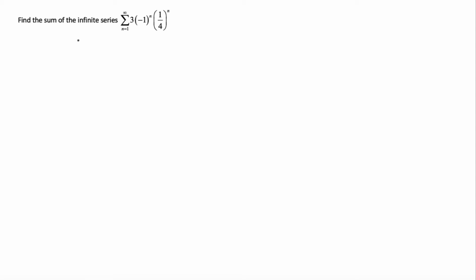All right, so we want to find the sum of this infinite series here. It's the sum as n equals 1 to infinity of 3 times negative 1 to the n power times 1/4 to the n power. Now, the way that is written, we can also write it like this here. It's still n equals 1 to infinity. I guess we can put the 3 like this, but we can also write it as negative 1/4 to the n power.